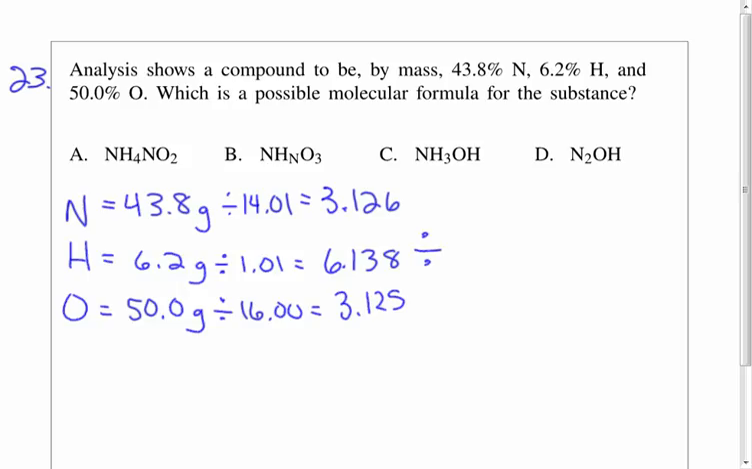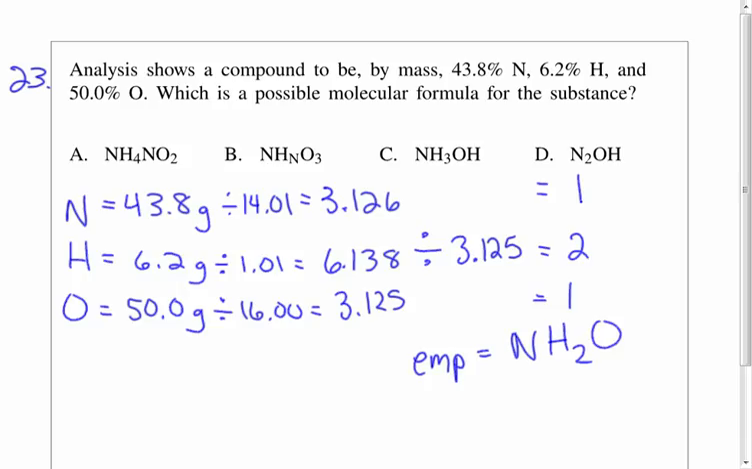The next step is to divide them all by the smallest, which is that last one. So that is going to be 1 here. When you divide nitrogen, it's very, very close to the same number, so you also get 1. And when you divide hydrogen, you end up with 2. So our empirical formula, remember this process gets you the empirical formula, is going to be NH2O. If we read the problem, we want to find out which is a possible molecular formula for this substance. And you notice that none of them match because we don't want the empirical, we want a molecular formula.